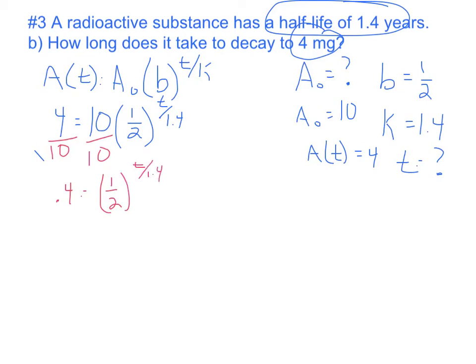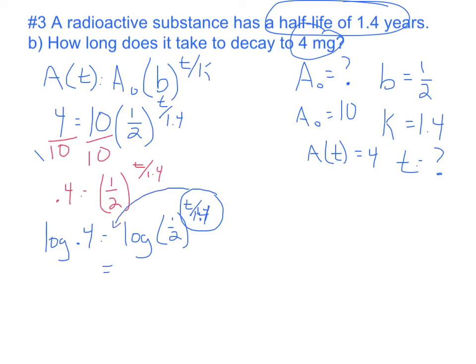Now the problem is t is in the exponent. I don't want t in the exponent. I want it in the base so that I can solve for it. So actually, we're going to take a log of both sides, and you hopefully know where I'm going with this. We're going to use the big baby, little baby rule. We're going to use the power rule. So take this t over 1.4 and throw it out front. Now it's a big baby, so it's t over 1.4 log 1/2. This side is log of 0.4.